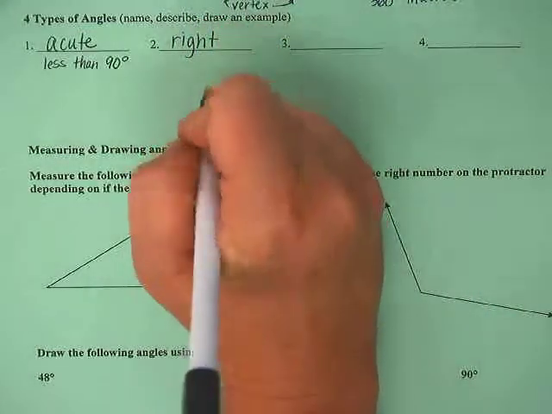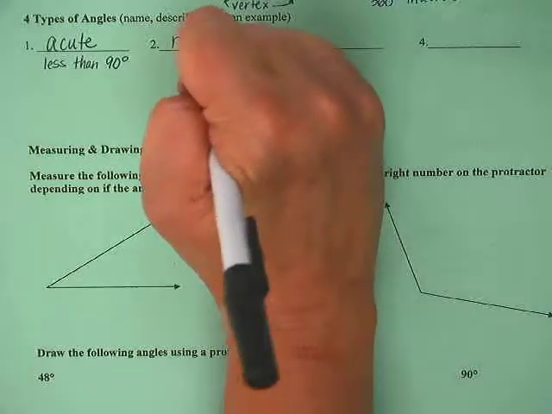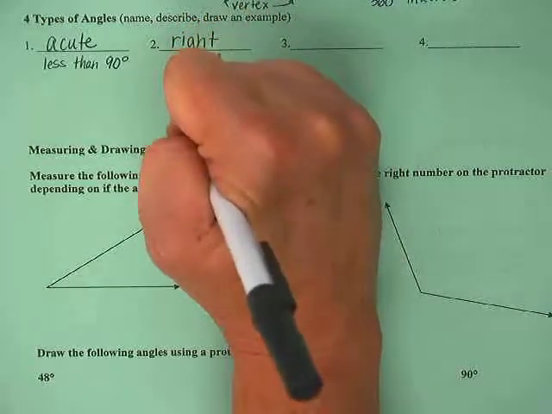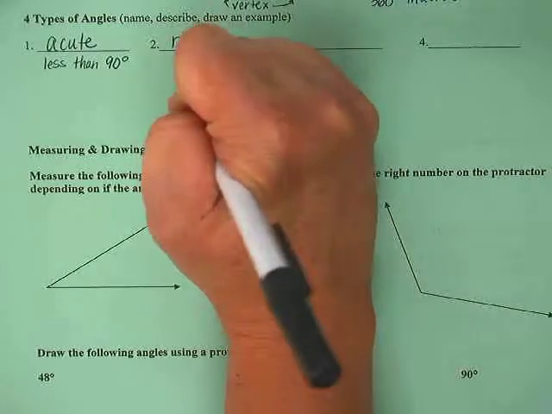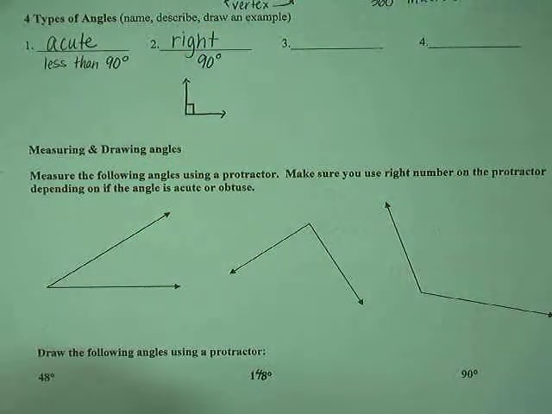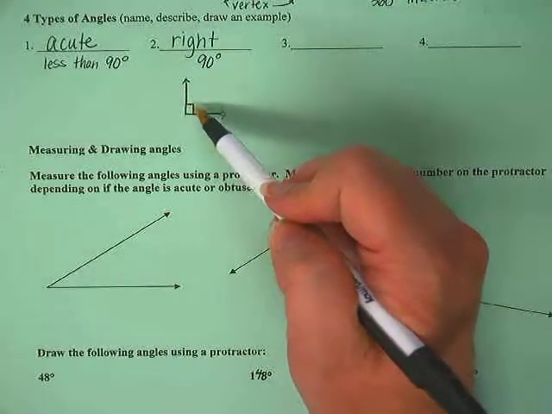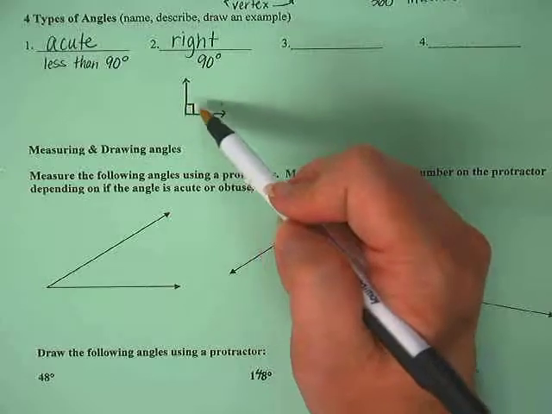We'll draw a picture of that in a minute. The next type of angle you need to know is called a right angle. We've already talked briefly about right angles. How many degrees are right angles? 90. 90 degrees. And a right angle is like the corner of a square, and in order to show that it's a right angle, we put a little box in it like that.